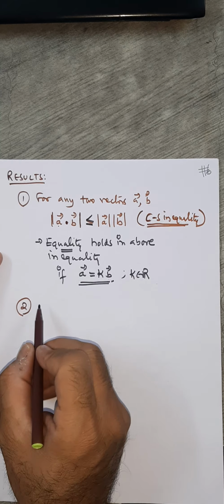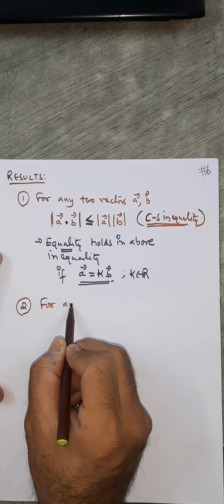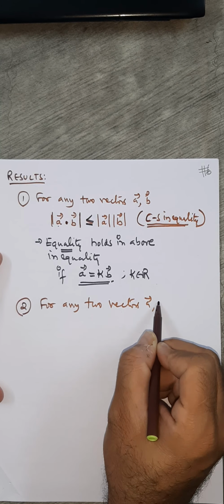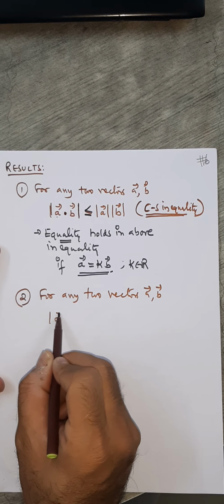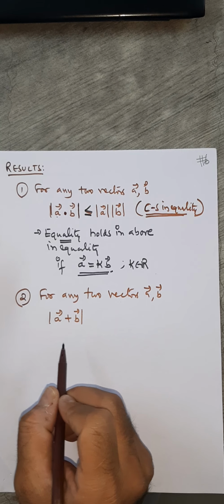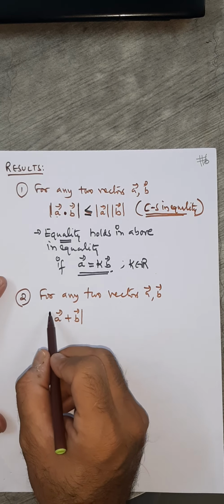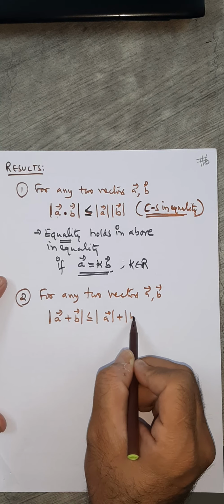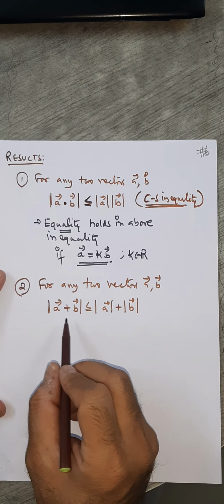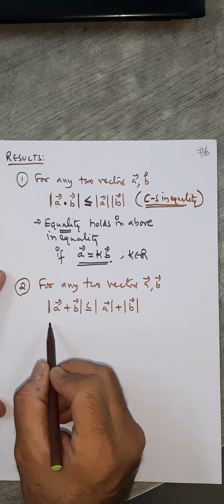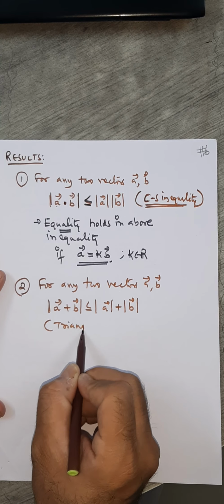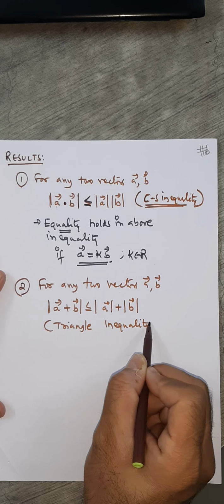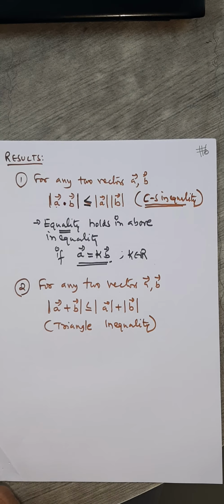That is one. Second one, for any two vectors A and B, addition of these two, magnitude of vector A plus vector B is always less than or equal to magnitude of this plus the magnitude of this, right? Such things you did in complex numbers also. This is called triangle inequality.